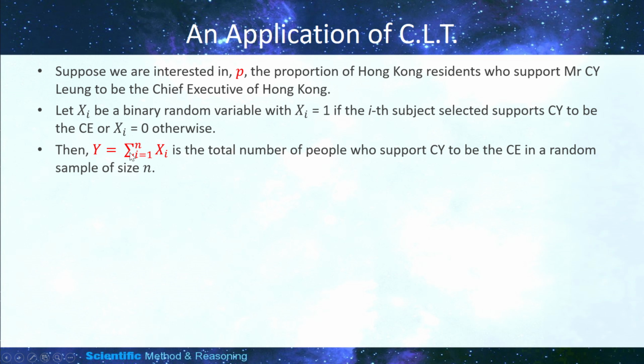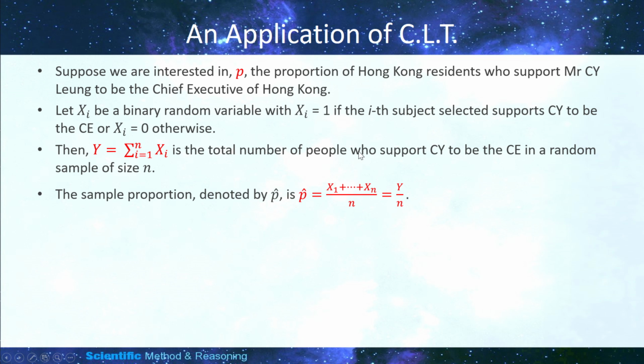For i from 1 to n, we draw a random sample of size n from the population and ask every single individual about their response towards the supportiveness of CY. The sum of xi is just the total number of people who support CY to be the chief executive in a random sample of size n. And y is hence just the total number of people who support CY to be the chief executive.